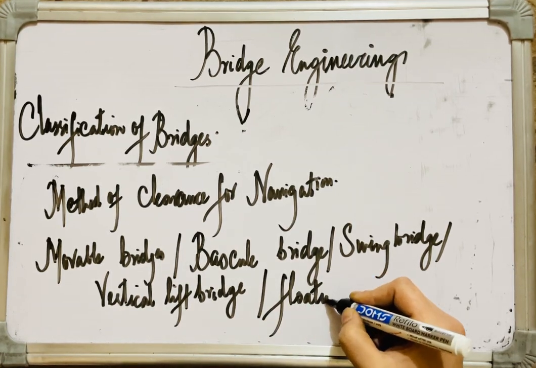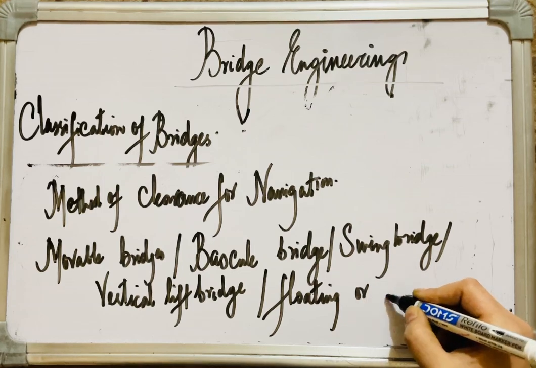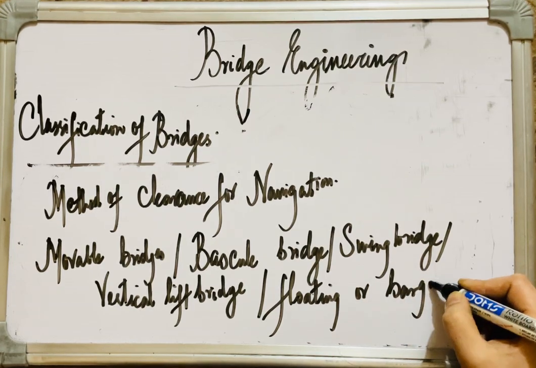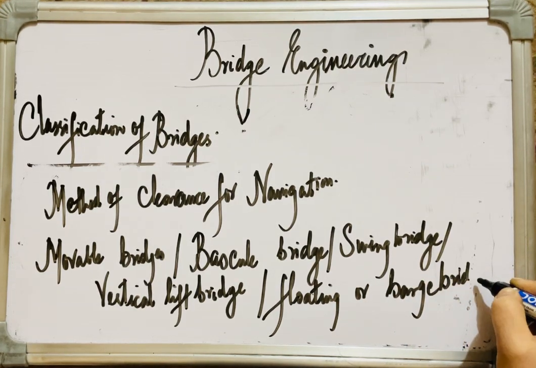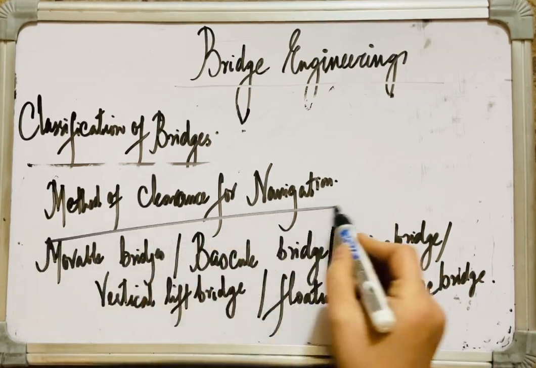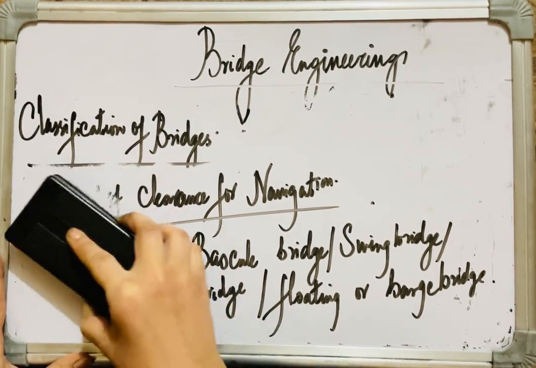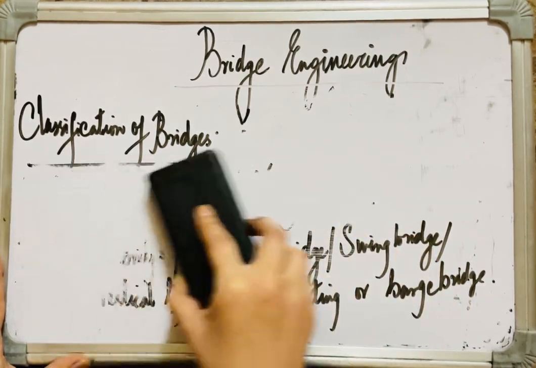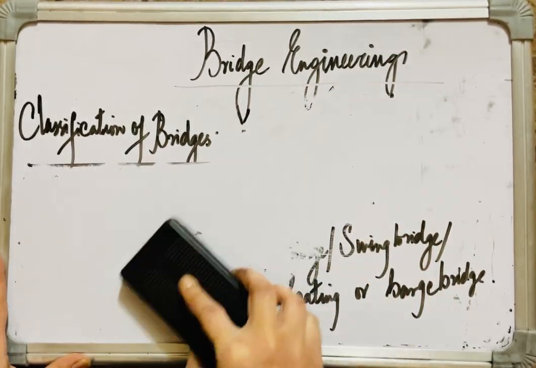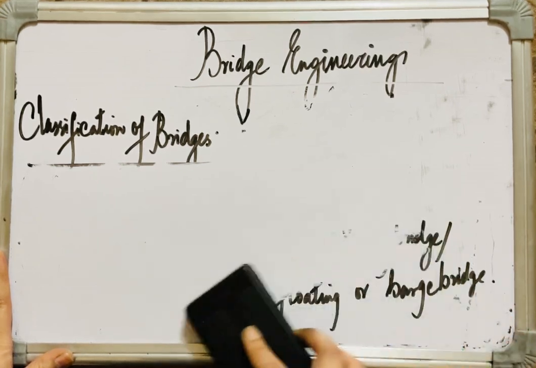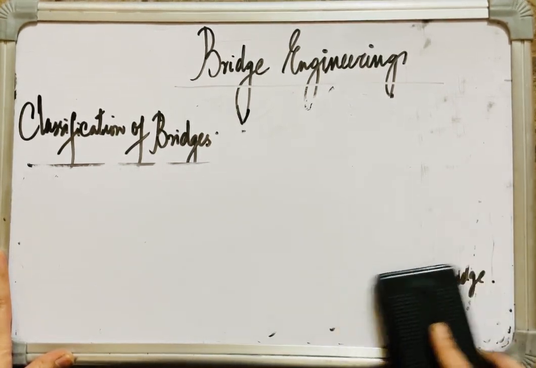So this is the classification based on the method of clearance for navigation. We have the movable bridges, bascule bridges, swing bridges, vertical lift bridges, floating bridges, or barge bridges. Now let's discuss what are these types of bridges. All right, first one.